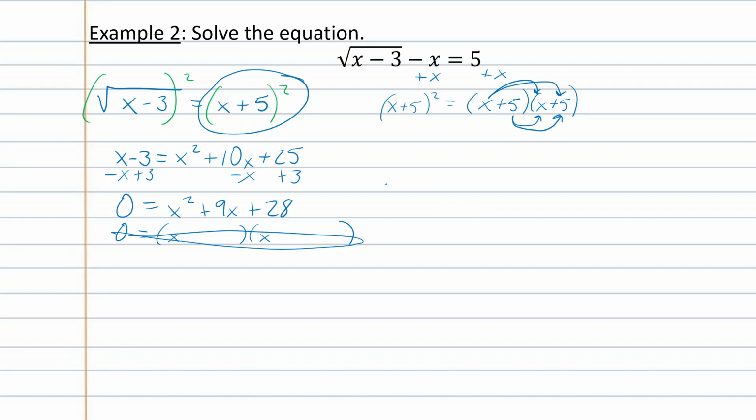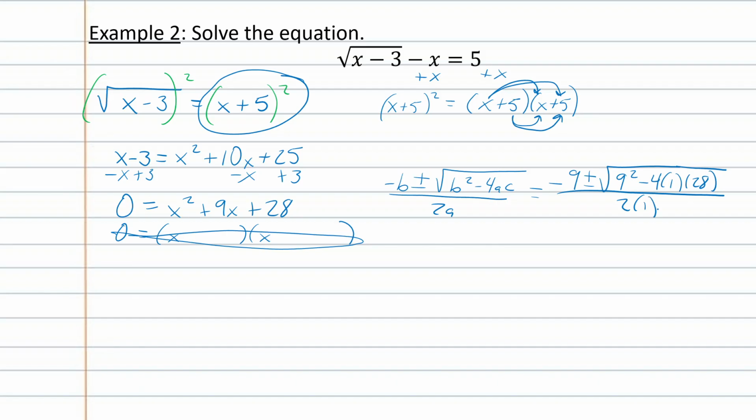I know we hate to do it. But let's look at negative b plus or minus the square root of b squared minus 4ac all over 2a. Let's see what that gives us. Well, negative b here is negative 9 plus or minus the square root of 9 squared minus 4 times a, which is 1, times c, which is 28, all over 2 times a, which is 1.